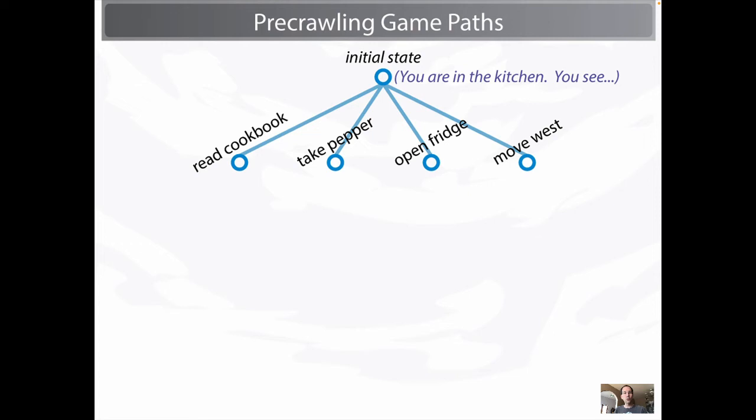And so we can start to crawl all possible sets of actions that an agent might take and progressively build this larger and larger graph. Here it's shown as a tree where the nodes represent the states and the edges represent the possible valid actions that the agent might take, like reading the cookbook or taking the pepper or opening the fridge or moving west and so on. Here there's only 4. In many text games, there's many hundreds that could be taken at a given time step. So here we've only gone 1 step deep into the game.